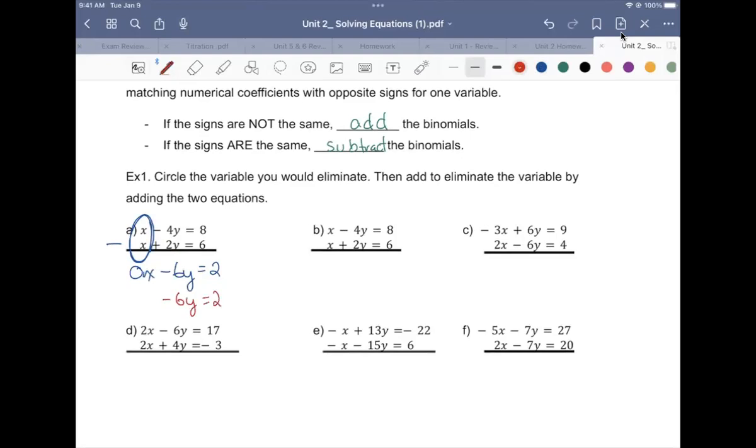Now, we are not going to solve it this step. So I do not solve. But that will be the next thing that we do. I just want to get used to eliminating variables first.